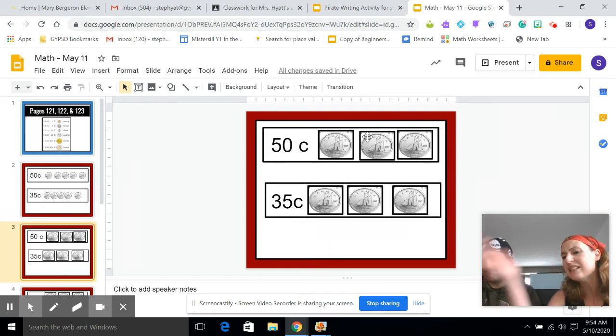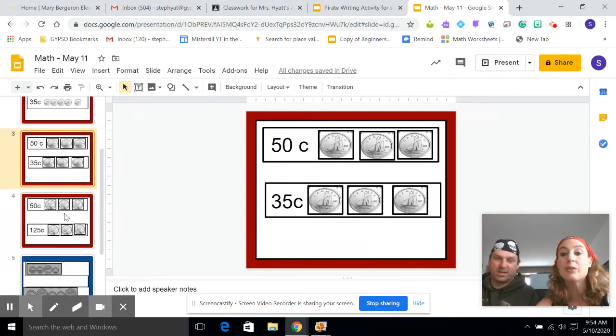Now we're going to go into dimes. How much is a dime worth? 10 cents. If we start with 50 cents, what's the next one going to be? 60, 70, and 80. Perfect. What about 35? Oh, this one's harder. Well, you're just counting by tens again. I know that each number's going to end in a 5. So 45, 55, 65. Awesome.